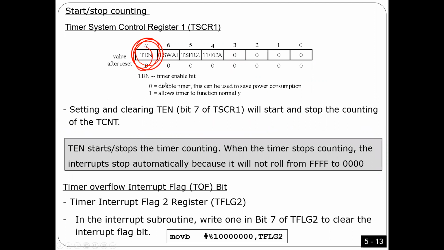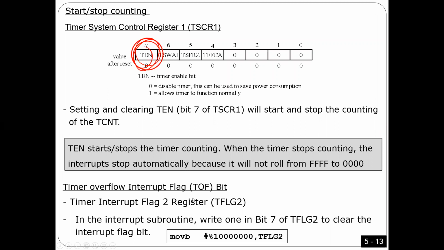Usually this is done if you want to save power consumption. If you power your system using a battery and you don't need to use the timer, why should I consume the battery and run the timer all the time, right? If I don't need it, right? So if here I put 0, that means the timer is not going to count. If I put 1, it's going to count. So this is another bit I want to tell you about.